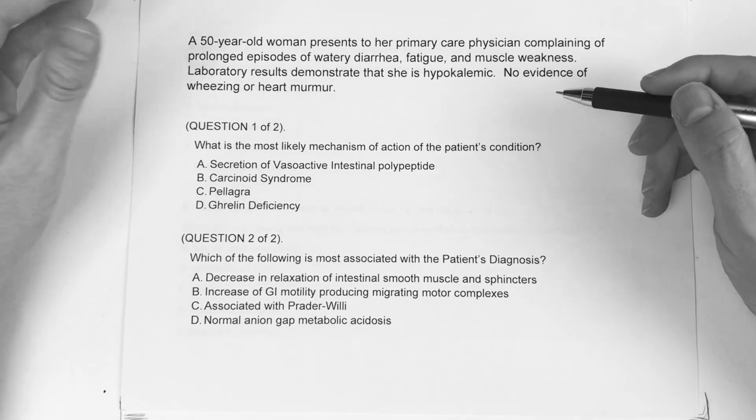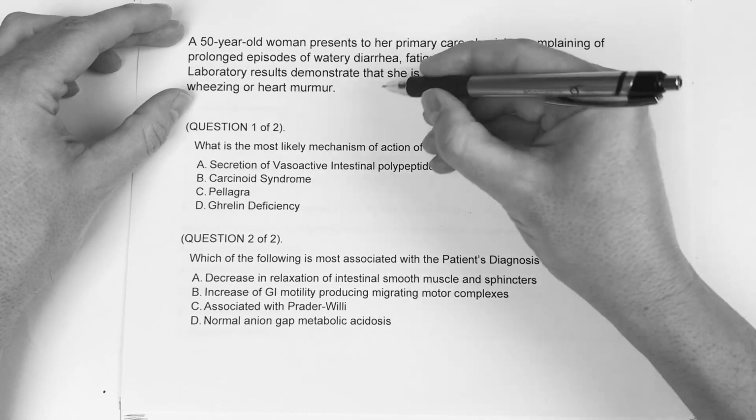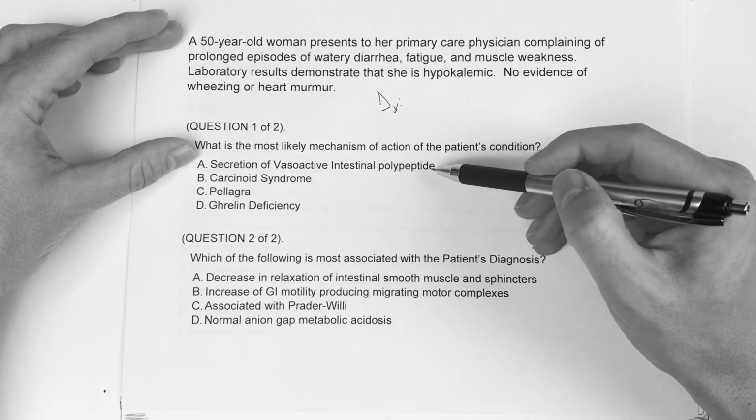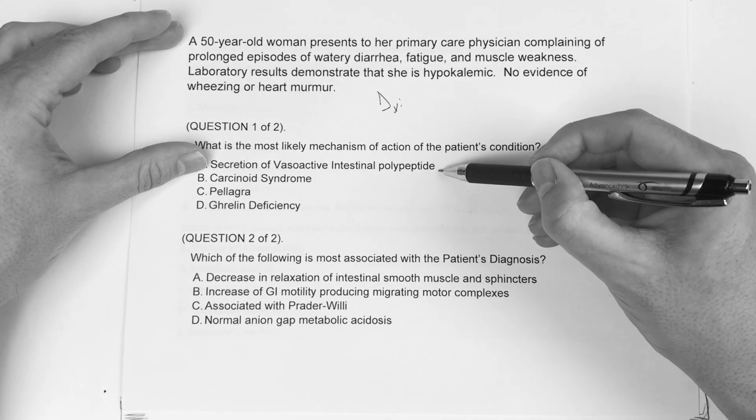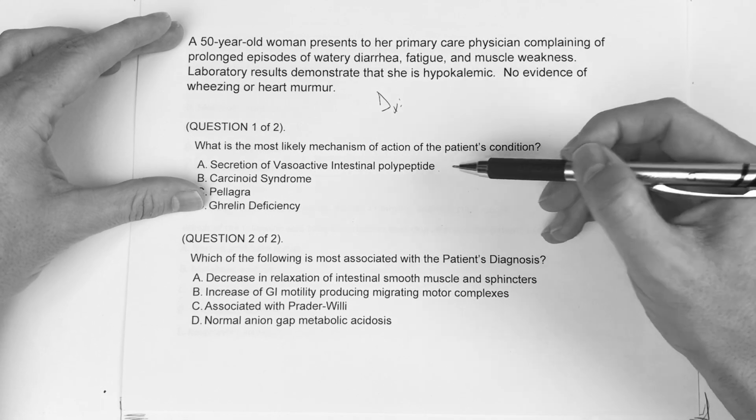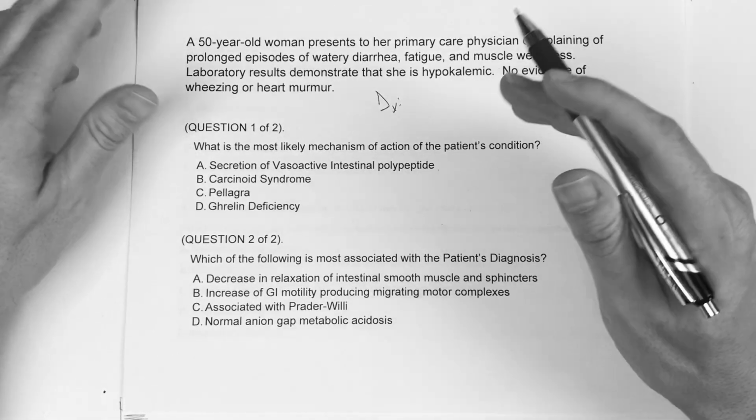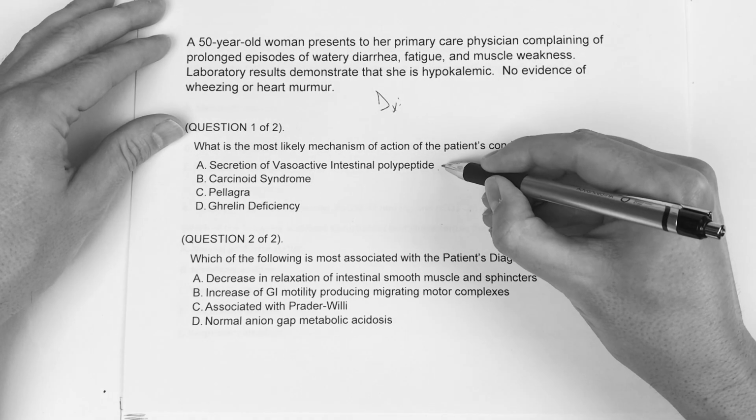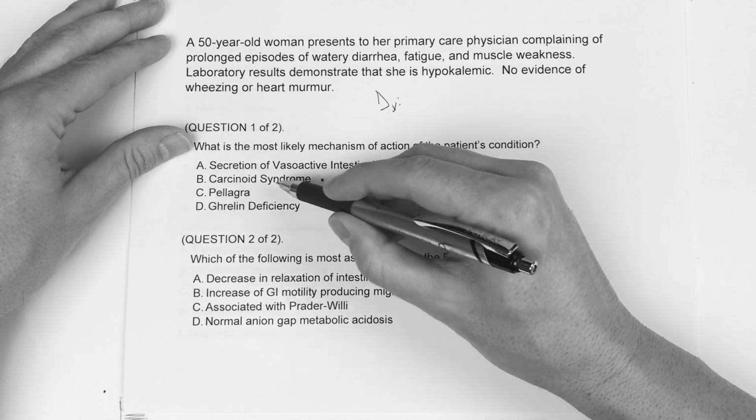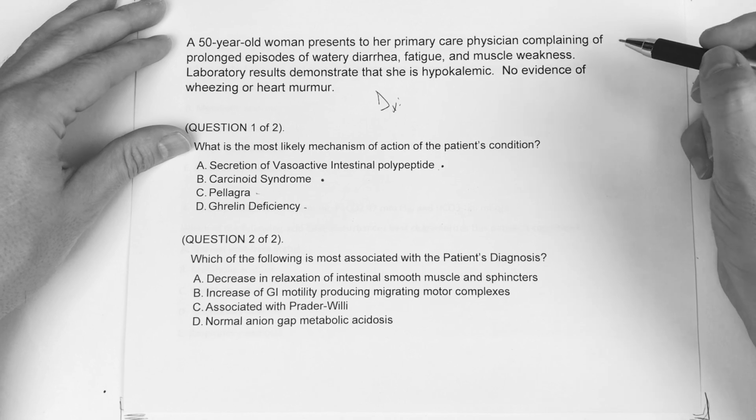So classic step one, not a lot of information up here, but you got to make a diagnosis, and then you have to associate something with that diagnosis. Now, when you look at the answer choices, secretion of vasoactive intestinal polypeptide, carcinoid syndrome, pellagra, ghrelin deficiency. So when you look back up at the question and those answer choices, you say, okay, they're trying to get at something. I know this can cause diarrhea. I know this can cause symptoms like that. I don't know so much about the pellagra or the ghrelin deficiency, but I know these two really can.